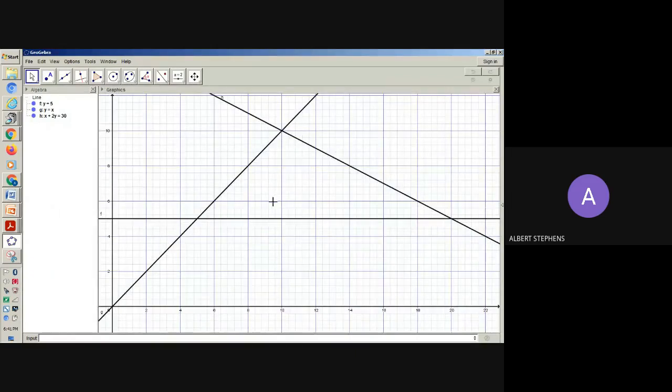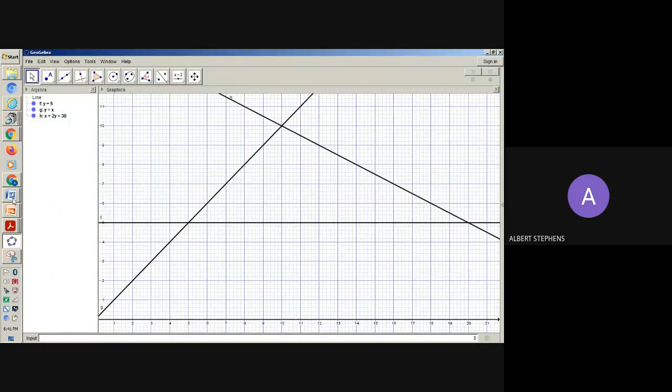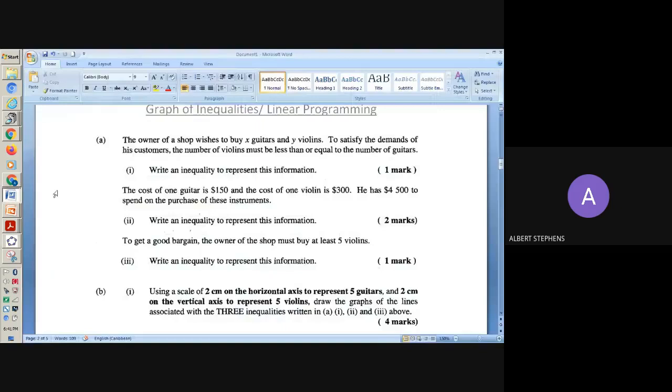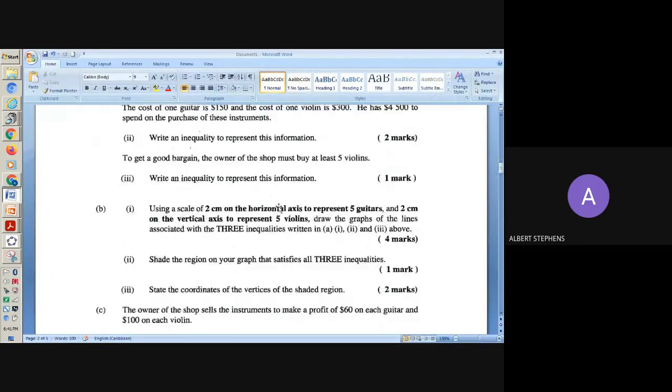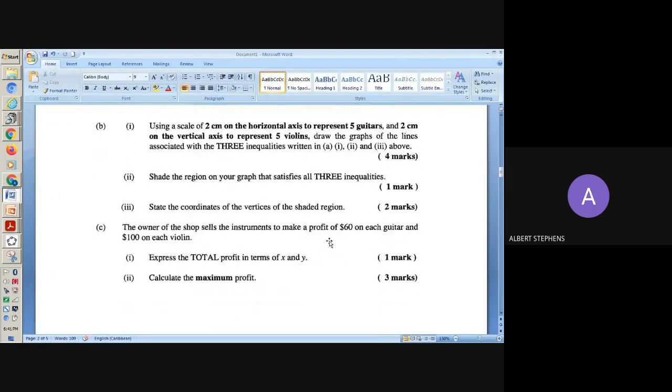All right. Now, let's continue the question. We're almost finished with the question. So, where are we now? So, we get to 4 marks now, not true? All right. Now, it says, part 2, shade the region on your graph paper that satisfies all 3 inequalities. What am I talking about?